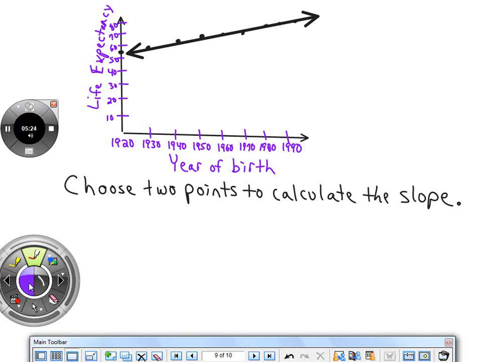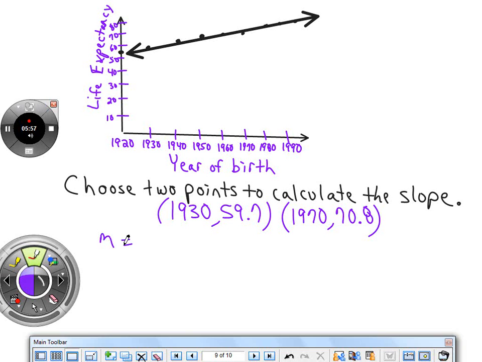It's probably in our best interest to pick a couple of points that are not only on the line, but are actually part of the data set that we were given. So I'm going to choose these 2 points because I've done some calculations. 1930, 59.7, and another point that I think is on the line, 1970 and 70.8. So 2 points, a year, and then the number of years that they would live. Okay, so we just calculate the slope.